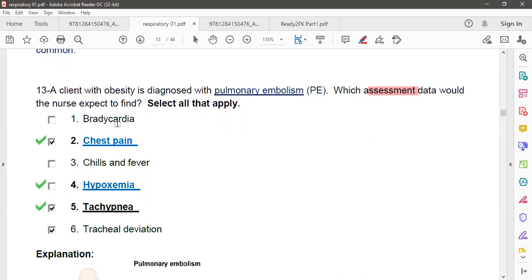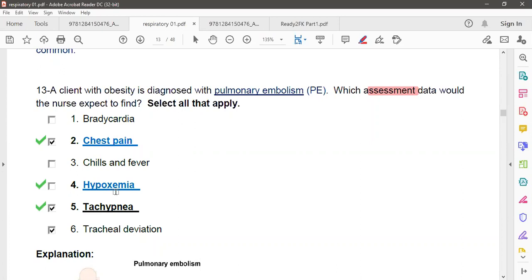Bradycardia is not a sign, because the patient develops tachycardia or tachypnea. Tachycardia is there: increased heart rate, and also increased respiratory rate, both. Chest pain: usually the patient complains of pain on inspiration. This is the choice. The patient does not have any chills or fever. It is not an infection.